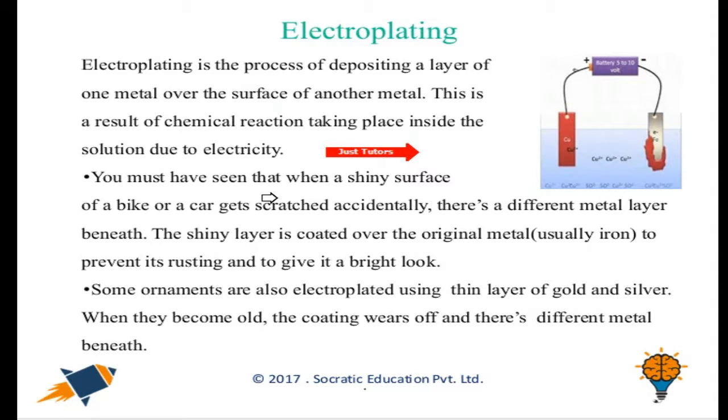You must have seen that when a shiny surface of a bike or a car gets scratched accidentally, there is a different metal layer beneath. The shiny layer is coated over the original metal, that is usually iron, to prevent its rusting and to give it a bright look. Some ornaments are also electroplated using a thin layer of gold and silver. When they become old, the coating wears off and there is a different metal beneath.